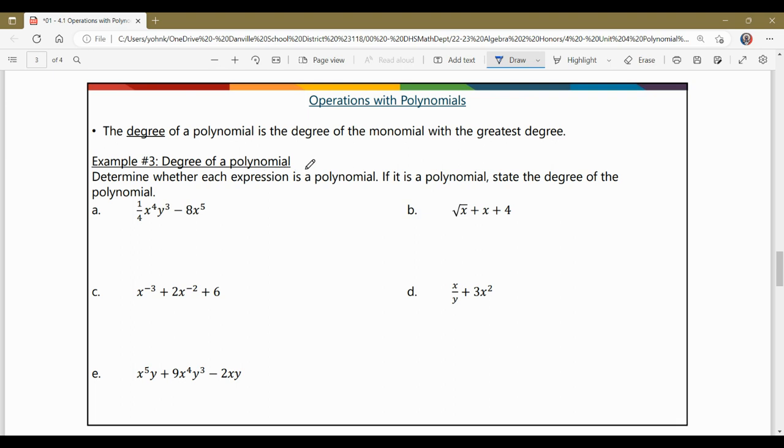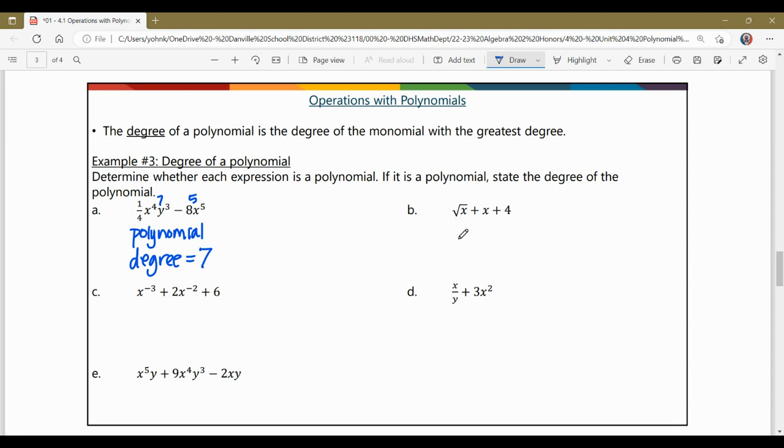So determine whether each expression is a polynomial. If it is a polynomial, state the degree of the polynomial. Okay, letter A. This is a polynomial. The degree is 7 because this first term has a degree of 7, this 4 plus 3. The second term has a degree of 5. 7 is greater than 5, so the degree is 7.